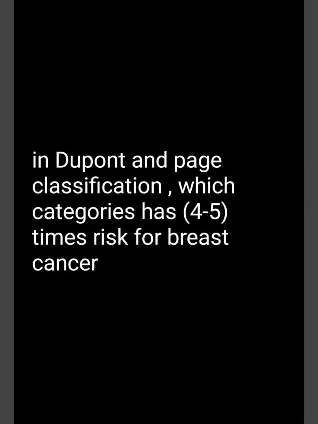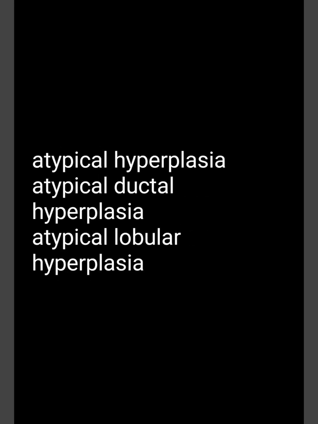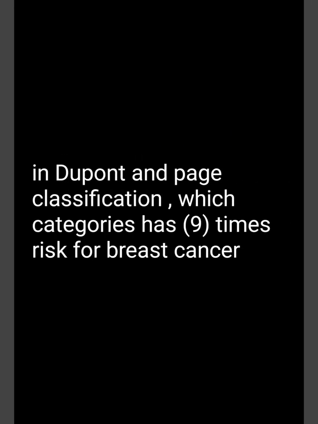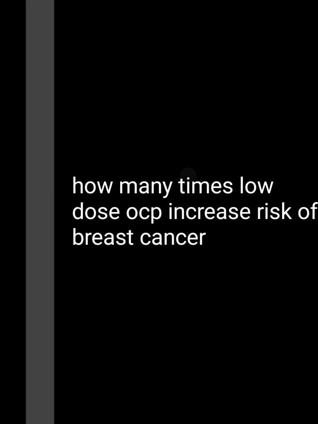In DuPont and Page classification, which categories have 4 to 5 times risk for breast cancer? Atypical hyperplasia, atypical ductal hyperplasia, atypical lobular hyperplasia. Which categories have 9 times risk? Carcinoma in situ. Breast conditions associated with smokers: duct ectasia, Mondor disease.